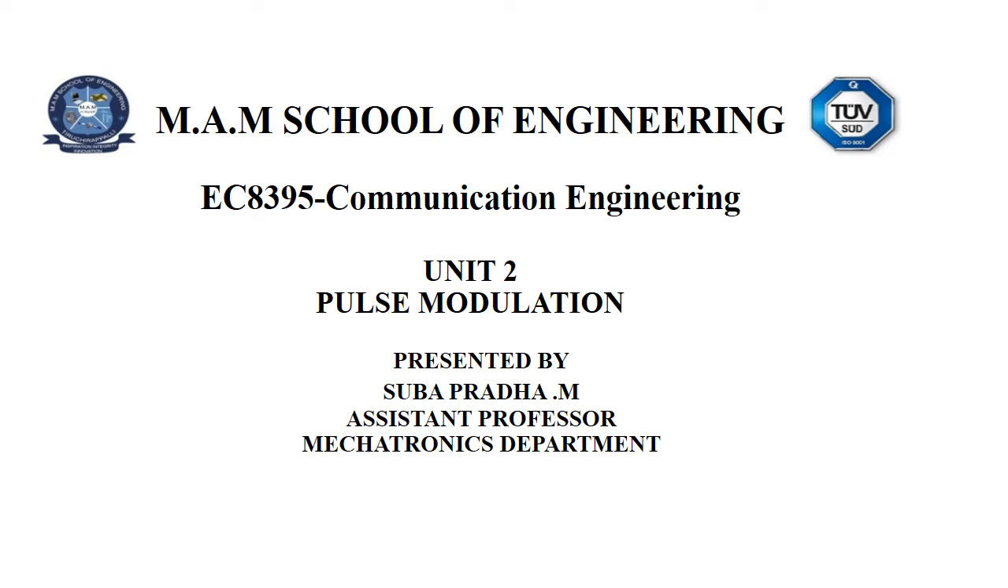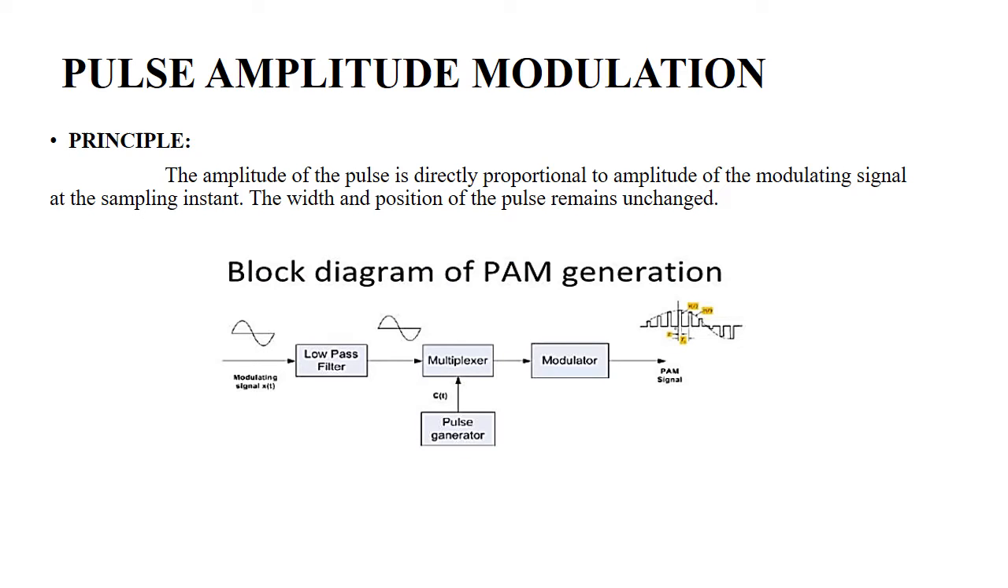Here we are going to see in this Unit 2, pulse modulation, about pulse amplitude modulation and pulse width modulation briefly. Pulse amplitude modulation: the main principle is that the amplitude of the pulse is directly proportional to the amplitude of the modulating signal at the sampling instant. So the width and position of the pulse remain unchanged.